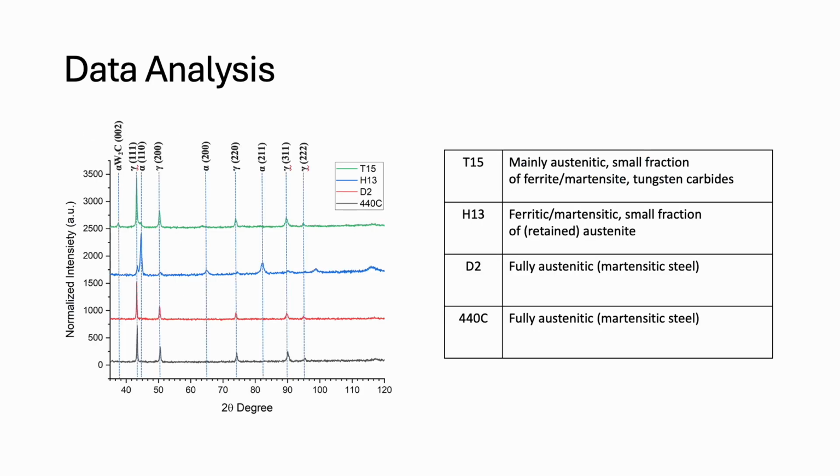Here is the X-ray diffraction pattern for all of our testing materials. For T15, it stays mainly austenitic with a small fraction of ferrite or martensite, and also a small fraction of tungsten carbides. For H13, it's mainly ferritic or martensitic, and also a small fraction of retained austenite. For D2 and 440C, they're fully austenitic. However, for all of these materials, they're supposed to be martensitic steel. So D2 and 440C remain fully austenitic during the spray forming process and also the collection process, which makes these materials very special.